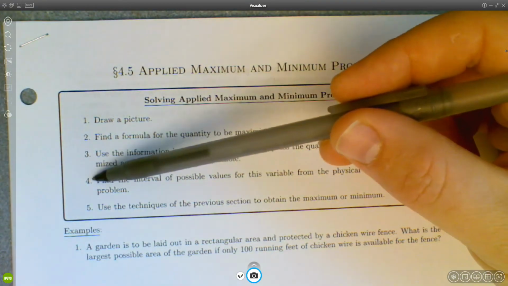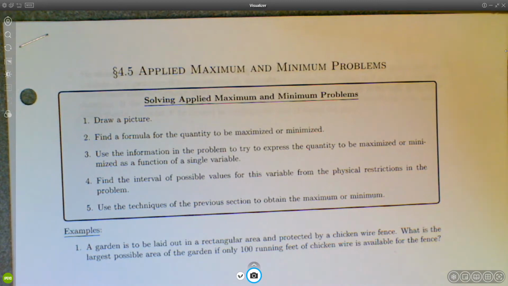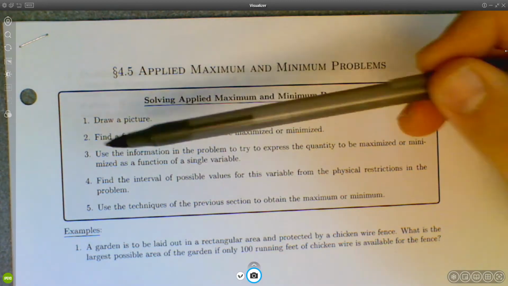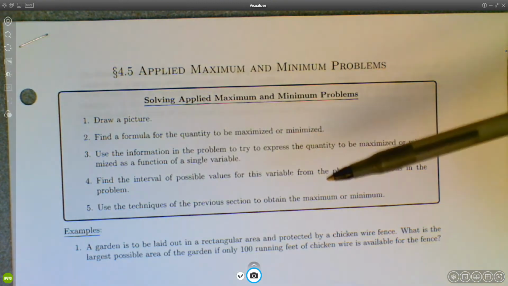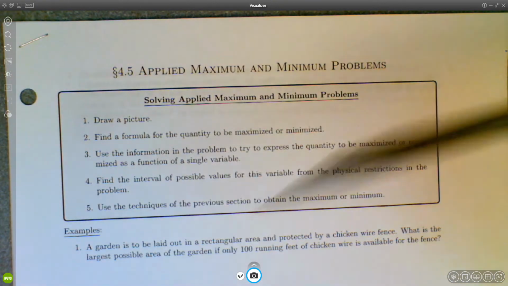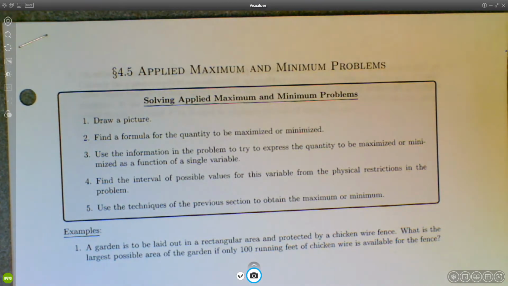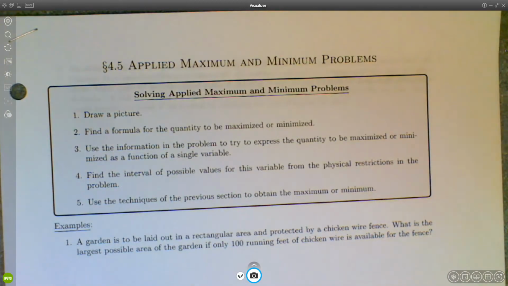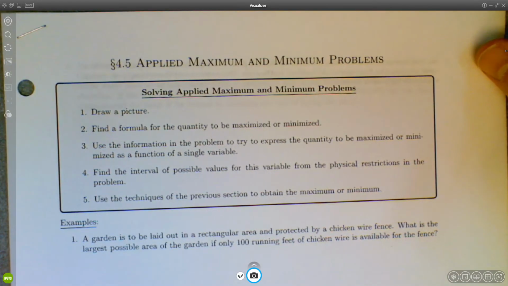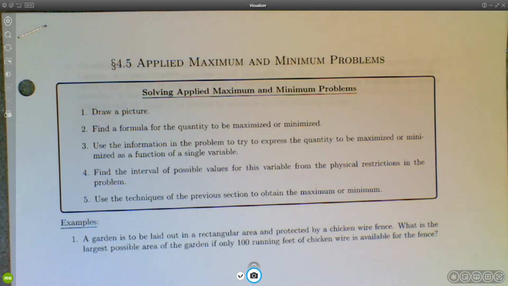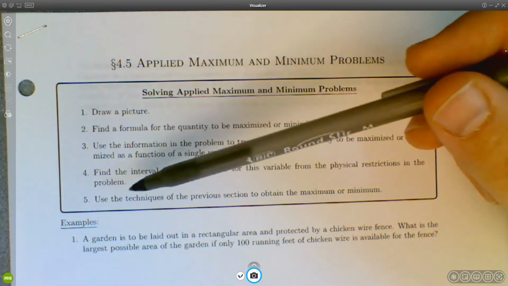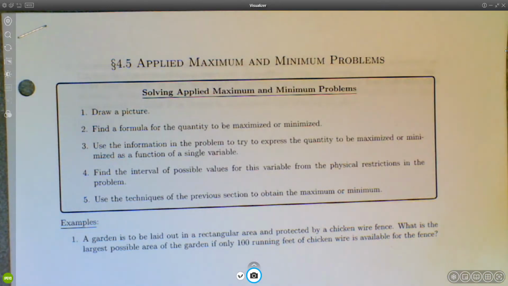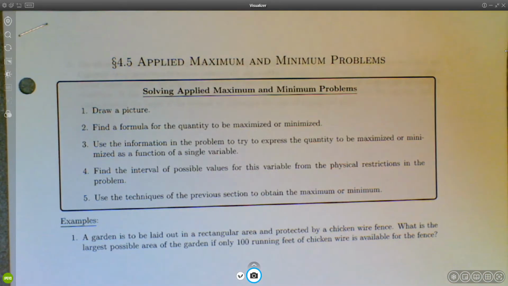And then another important step, and this is one that I sometimes forget to do, is that we need to find the interval of possible values for the variable based on the physical restrictions that are in the problem, and you'll see what I mean. For example, if we're talking about a length, then we know that it's got to be a positive value. So if you're trying to minimize something and it involves a length, and the only critical value you come up with is negative, well, you know that you can disregard that, right?